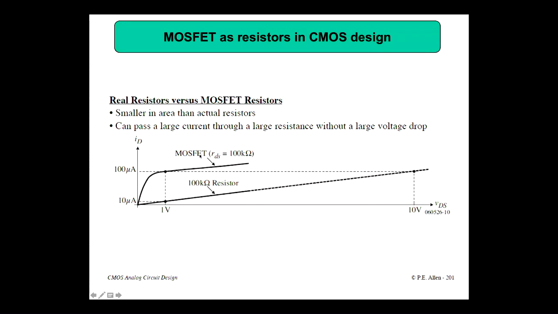But if I use a MOS with suitable biasing in the triode region, I can pass 100 microamps and then the drop will be only 1 volt. You know what I meant?